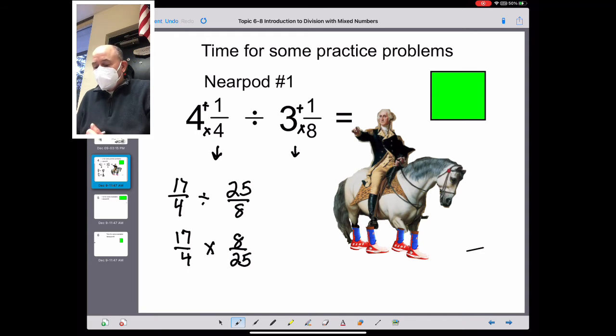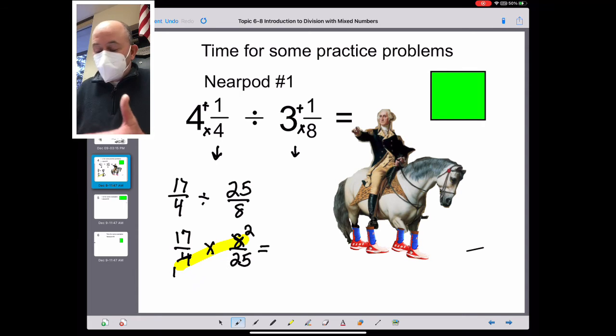17 over 4. There are compatible numbers. We have 4 and 8 are compatible. 4 will go into 4 one time. It will go into 8 twice. 17 is a prime number, so it's not compatible. It's not a multiple of 25. So we multiply 2 times 17, and we get 34. And then we have 1 times 25, and we get 25.